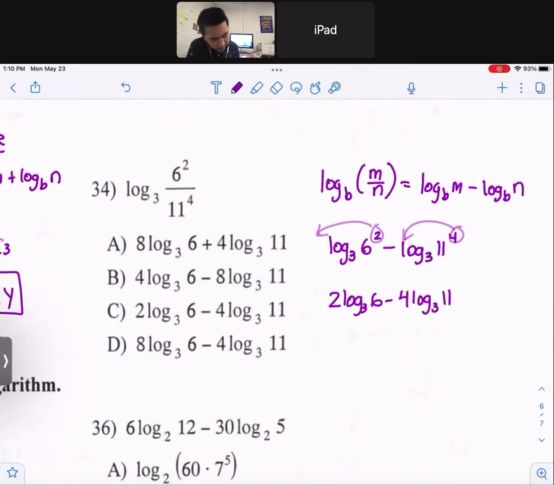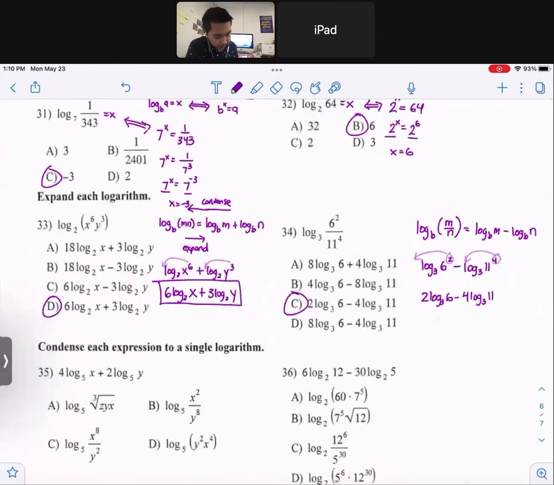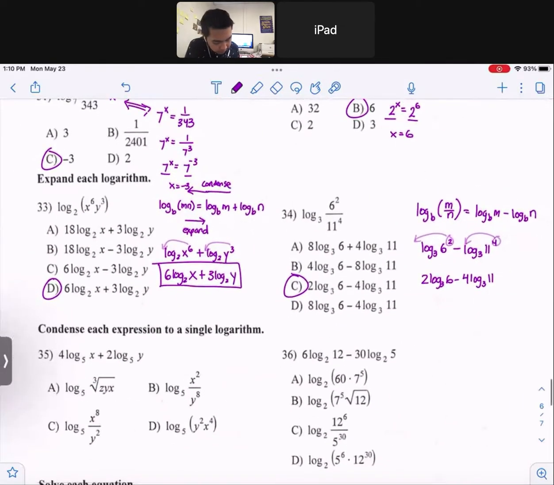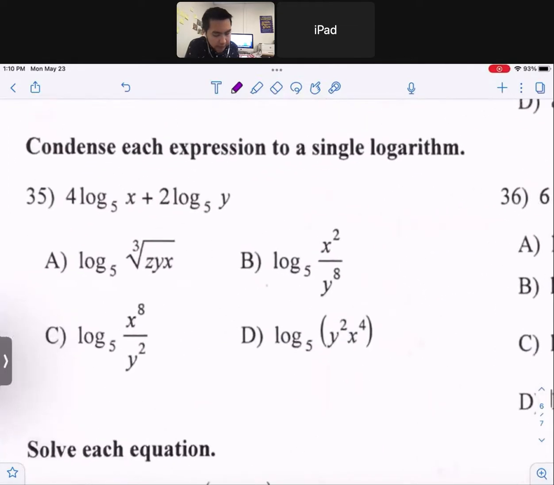So then our answer would have been C. So there's expansion, and now for these next ones, we gotta condense it.